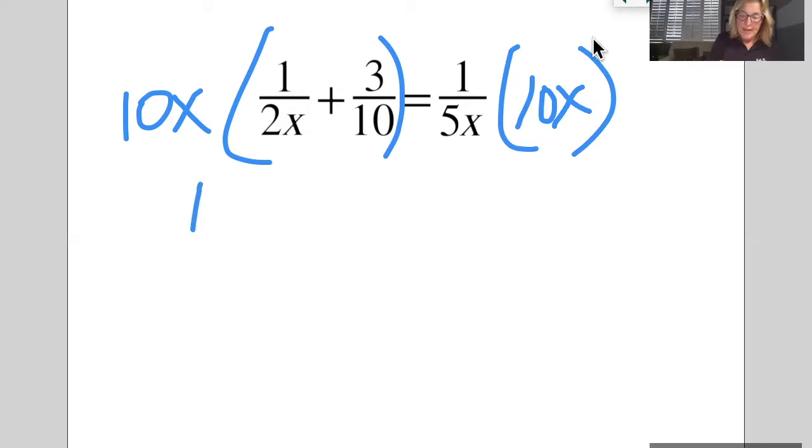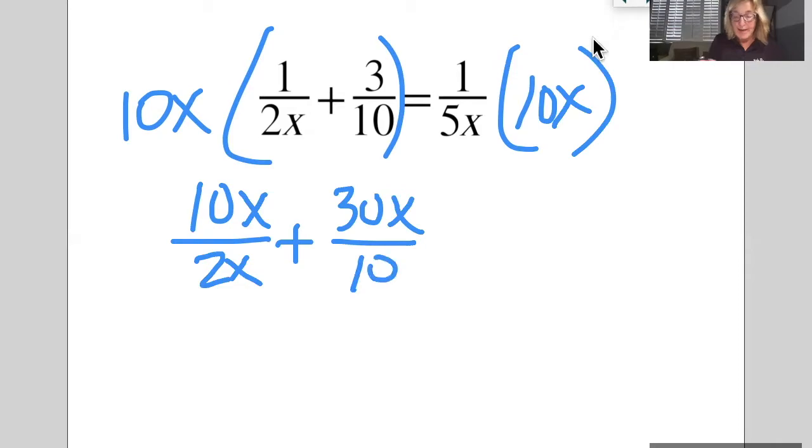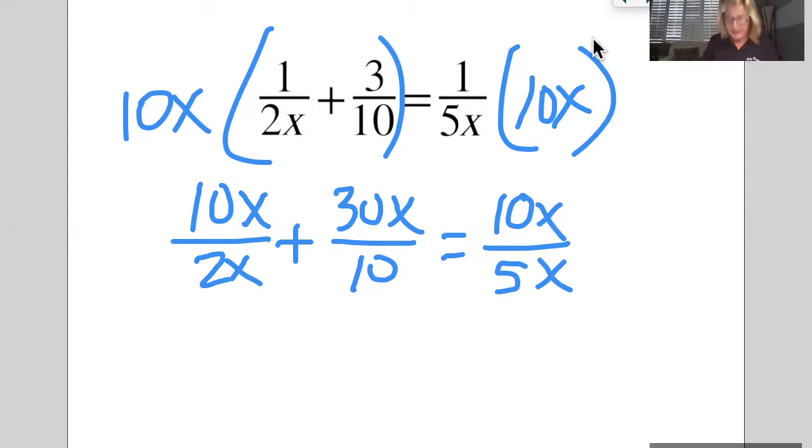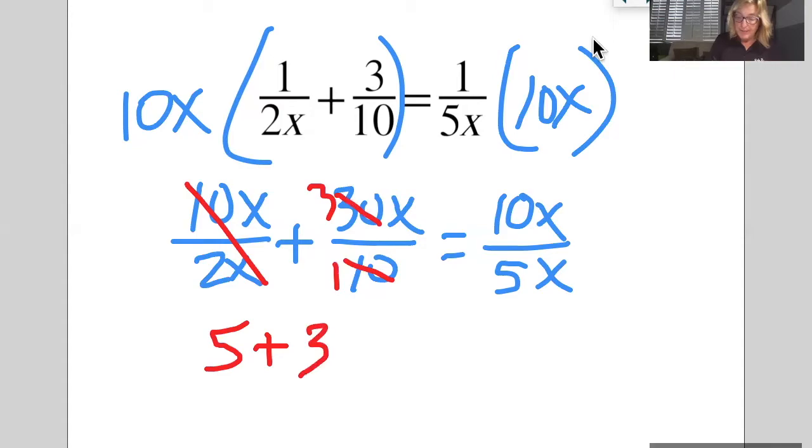and in doing that, we would end up with 10x divided by 2x for this first multiplication problem, and then 10x times 3x would be 30x divided by 10. I'm not simplifying as I go because I just want you to see the multiplication. And then this would be 10x divided by 5x. And so now we could simplify and see what we have. This would simplify to 5, and this would be 3x, and this would be 2. And so now we have a simple equation to solve.